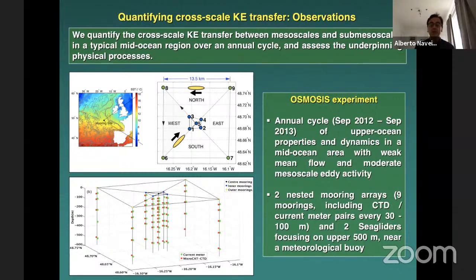The nice thing about this arrangement is that it gives us information not just about time series at one point, but also from the various moorings we can estimate horizontal gradients. So we have time series of horizontal gradients. This allows us to apply the coarse graining approach to these observations. We also had a couple of gliders navigating through the system in this array, but I'm not going to talk about those in this talk.